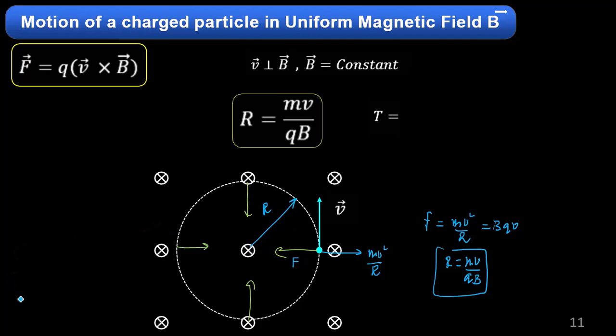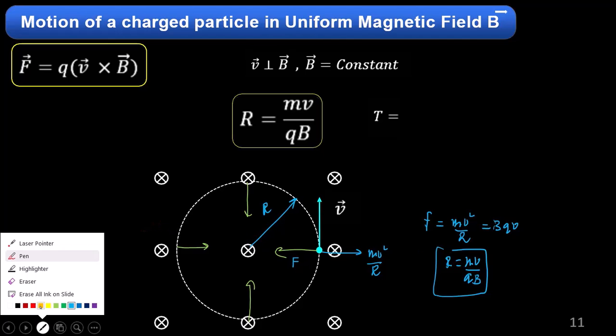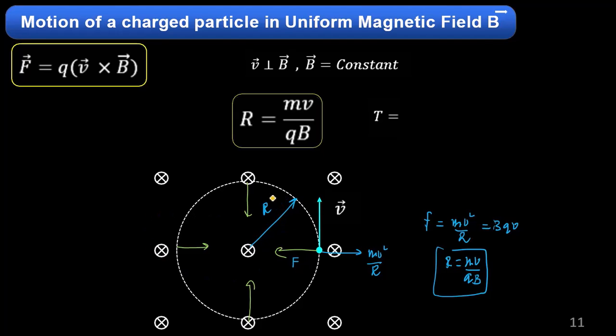So whenever there is a charged particle moving in a magnetic field, it should always move along a circular track. And what is the radius? That radius is mv by qB.